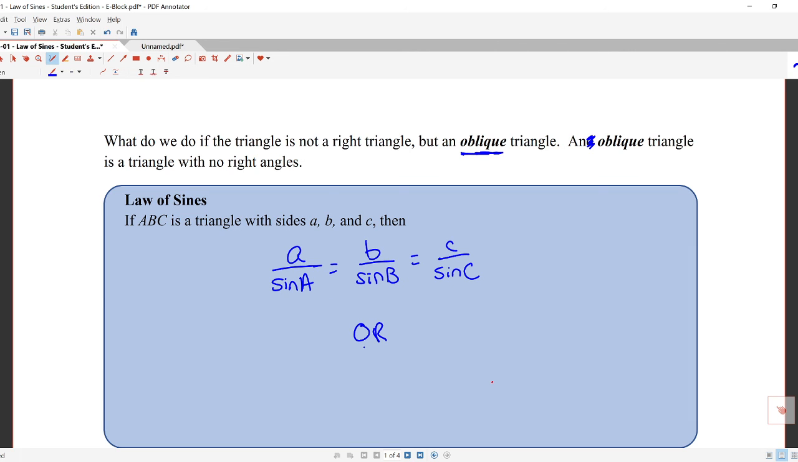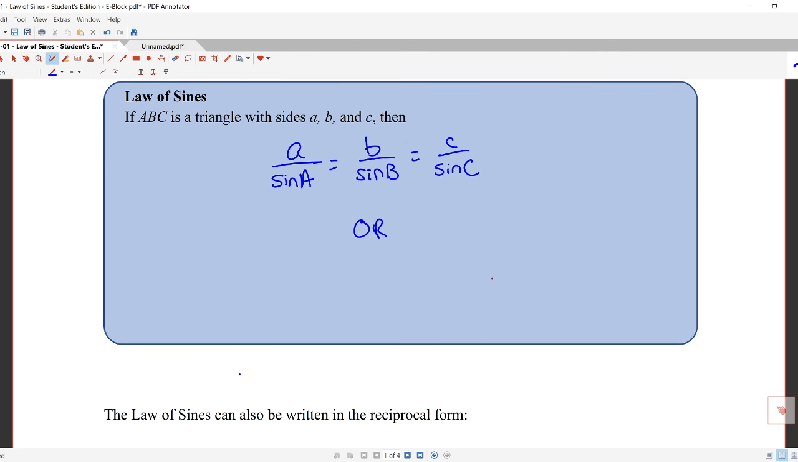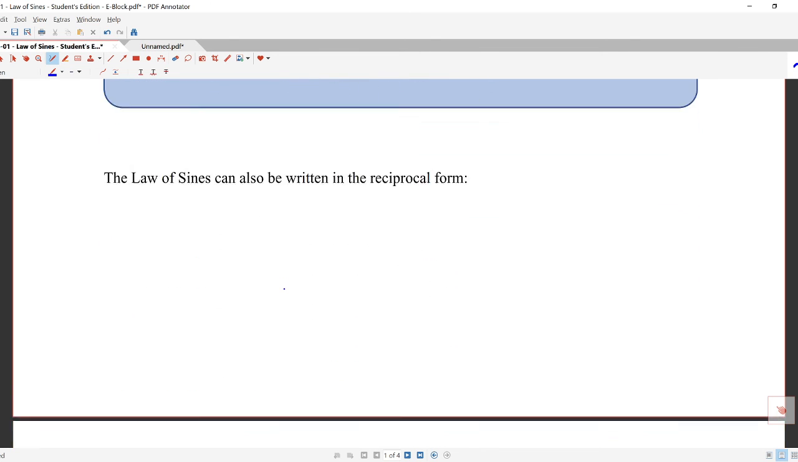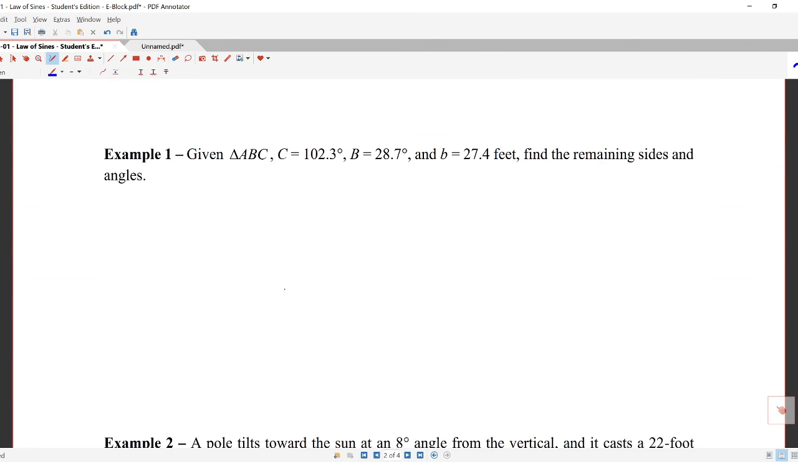The law of sines can also be written in its reciprocal form, meaning because two fractions are equal, then their reciprocals are equal. So if you're looking at Delta Math or certain videos on YouTube, you're going to see people write it this way, putting the angles on top. You can. I generally stick to just this first way here, but either way, it's total preference. Let's go ahead and do one example. I'm going to do the examples in the next video.